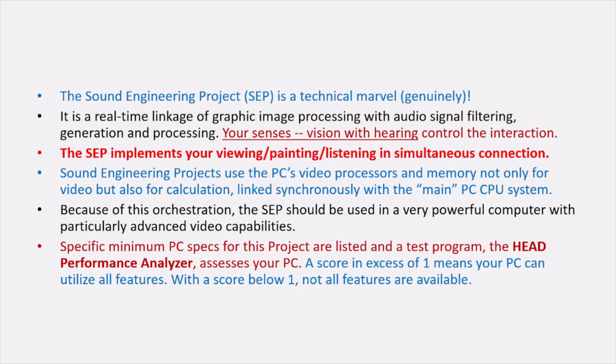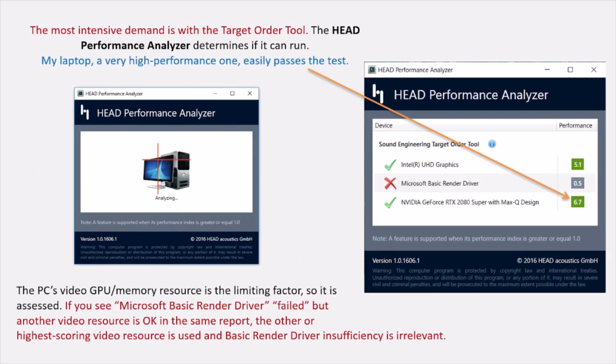If you get a score in excess of 1, you can use all the features. If you have a score below that, not all of them are available, and typically the one that is not going to work if you don't have enough capability is the target order tool involving shaft reference phase accurate tachometers in generating target orders. So here is the performance analyzer, and it simply runs.